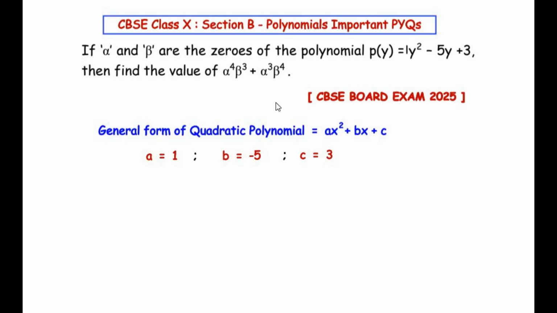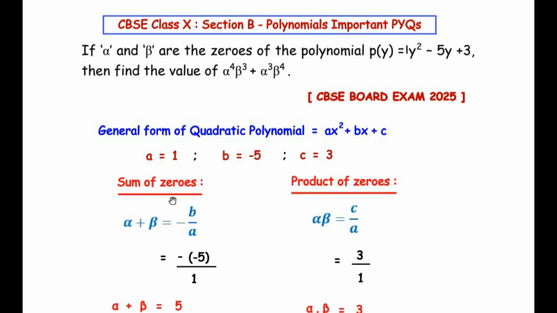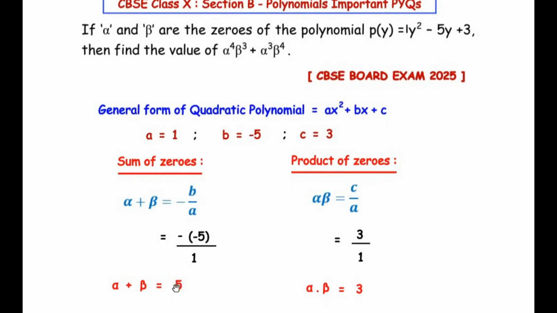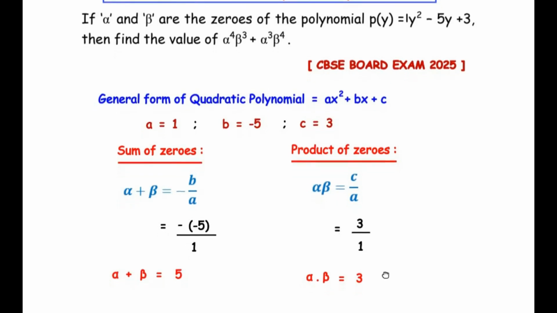Now let us write down the sum of the zeros and the product of the zeros in terms of alpha and beta and the coefficients. The sum of zeros, alpha plus beta, is equal to −b/a. Here b is −5, so alpha plus beta becomes minus of minus 5 over a, which is 1, that is plus 5. Similarly, the product of zeros is given by alpha beta = c/a. The value of c is 3 and a is 1, so alpha times beta becomes 3/1, or just 3.